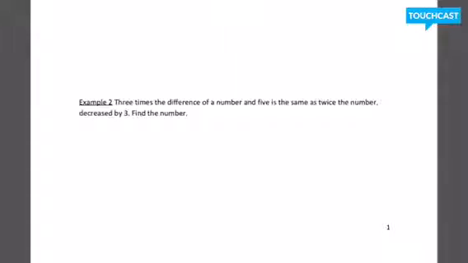3 times the difference of a number and 5 is the same as twice the number decreased by 3. Find the number. Well, first of all, 3 times something is always 3 times. It says the difference of a number and 5. So that difference of a number and 5 is going to be in the parentheses. Now we put the x first because the word number came before the word 5. So this is the difference of a number and 5.